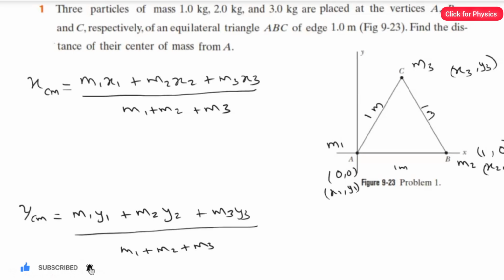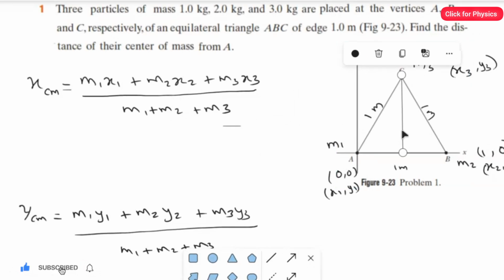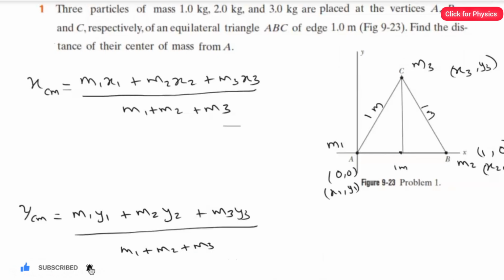So let's see this diagram, the figure. If you see this equilateral triangle ABC, let's make a midpoint between A and B. And I'm going to make a line here. So we exactly just make a midpoint. You can see the half of 1 meter is 0.5. So that means the value of x3 is 0.5.